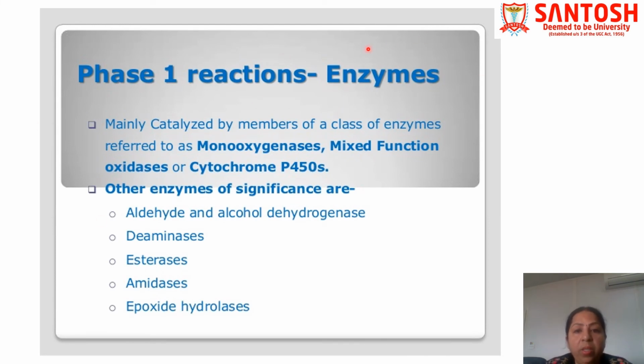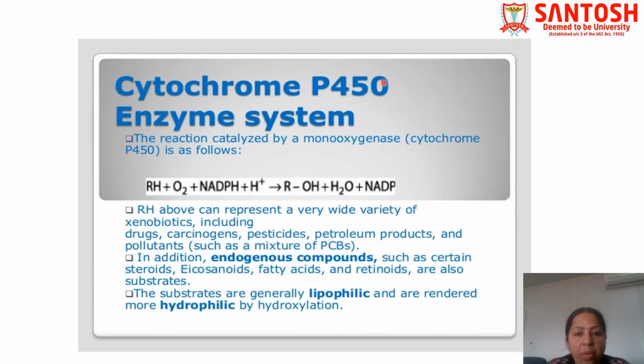Now, what are actually the enzymes? Cytochrome P450 is heard many a time, but what are the contents present and how does it work? Mainly catalyzed by a member of a class of enzymes referred to as monooxygenases or mixed function oxidases or cytochrome P450. Other enzymes of significance are aldehyde and alcohol dehydrogenases. Then we have deaminases, esterases, amidases, epoxide hydrolases. In the cytochrome P450 enzyme system, the reaction catalyzed by the monooxygenases is as follows.